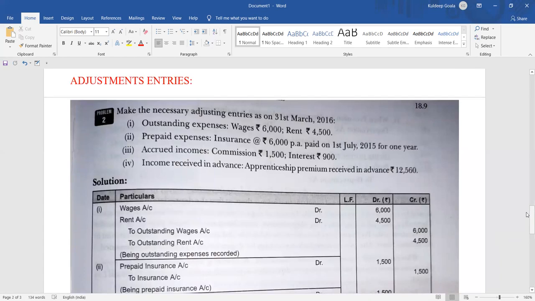And we'll meet in the next video with the next sum, which will be again a complete sum on final account of sole proprietorship with adjustment.